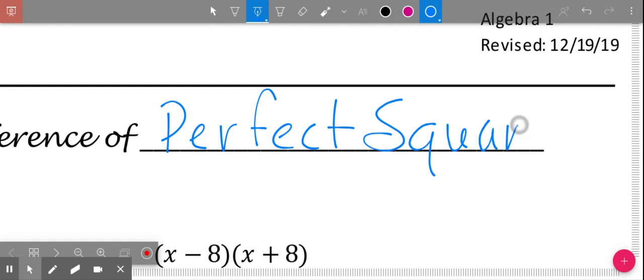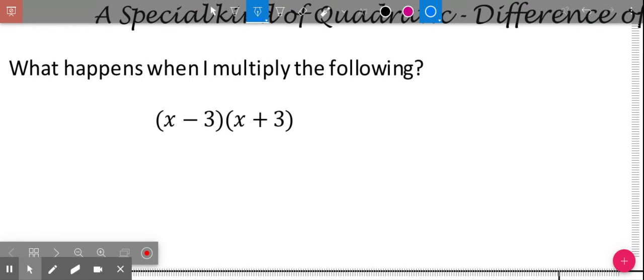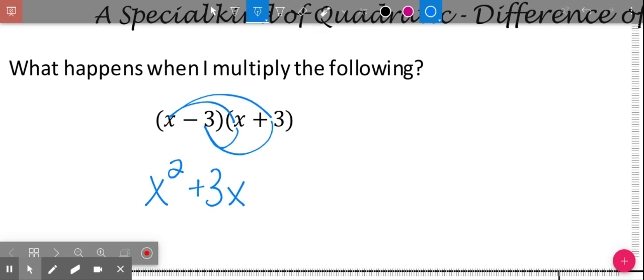And to actually notice this one, we're going to start by doing some multiplication. So I want to know what happens when we multiply the following. Okay, so I'm going to distribute the x and the negative 3. So x times x will give me x squared. X times 3 gives me plus 3x. Negative 3 times x gives me negative 3x. And negative 3 times negative 3 gives me minus 9.